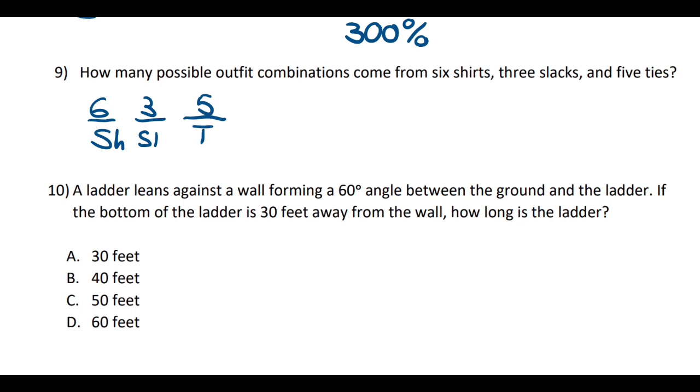Last, to find the total number of combinations, you have to multiply these numbers together. 6 times 5 is 30, 30 times 3 is 90. So there's a total of 90 different combinations between 6 shirts, 3 slacks, and 5 ties.